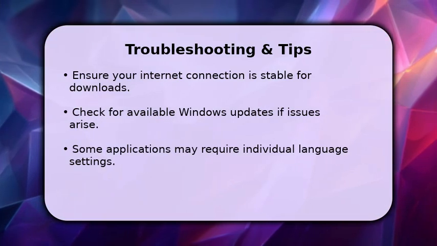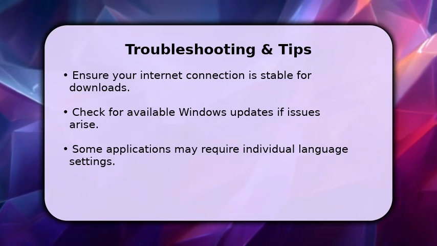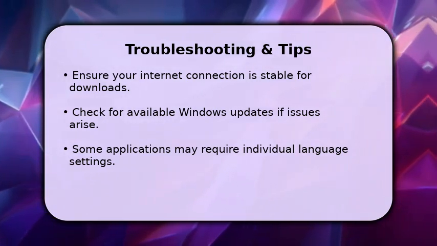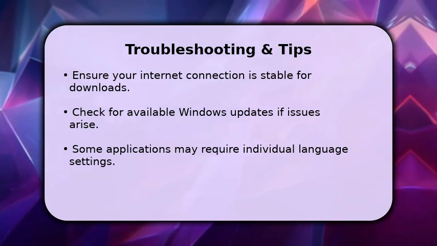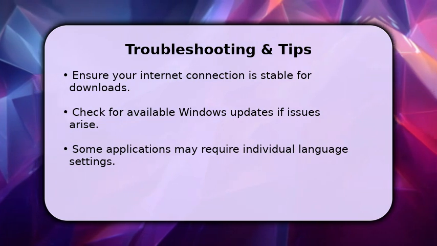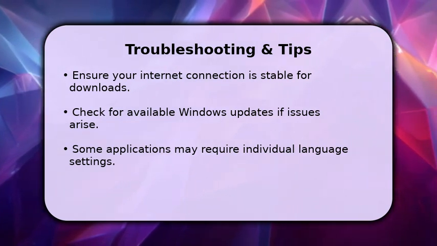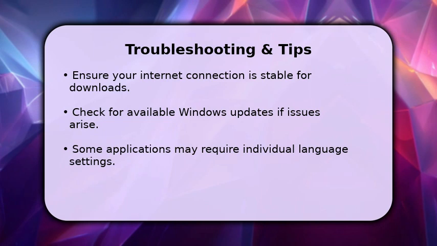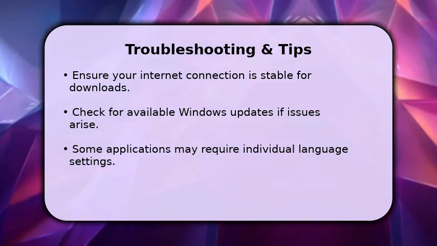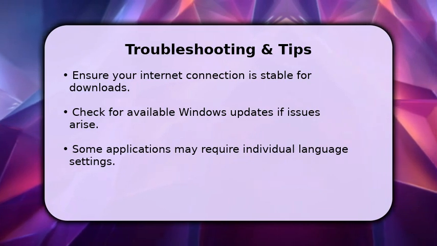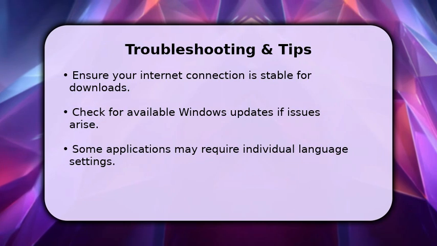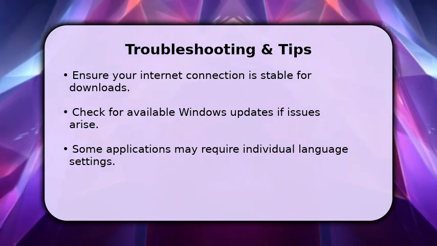If you encounter any issues, first ensure you have a stable internet connection for language pack downloads. Sometimes, checking for and installing any pending Windows updates can resolve unexpected problems. Remember that some specific applications might have their own internal language settings that need to be adjusted separately. Also, double-check your regional format settings to ensure they align with your chosen language for a consistent experience across your system.